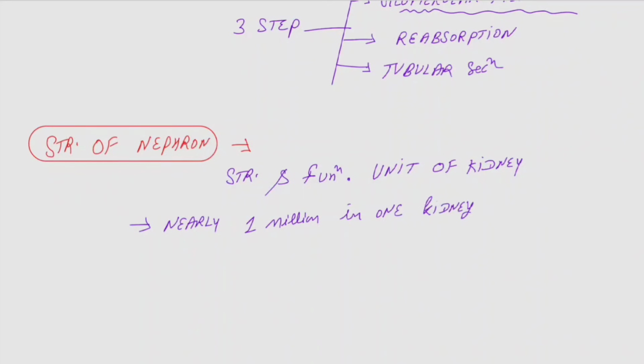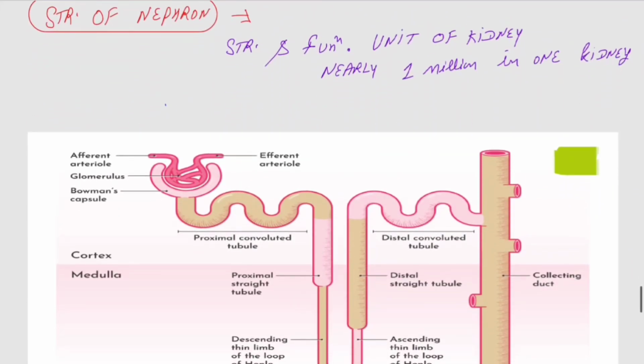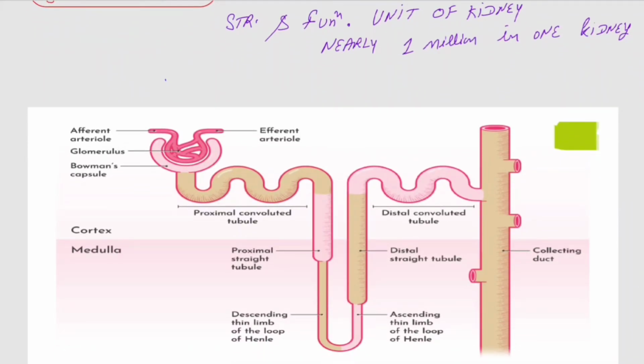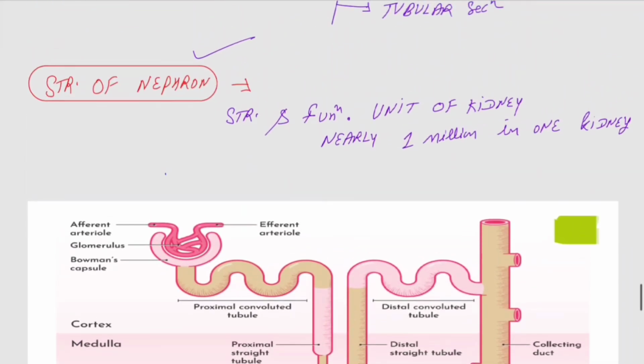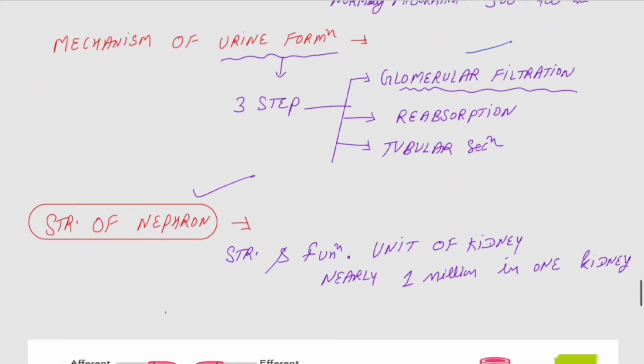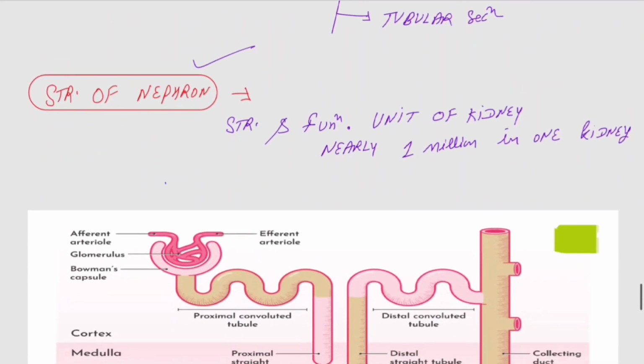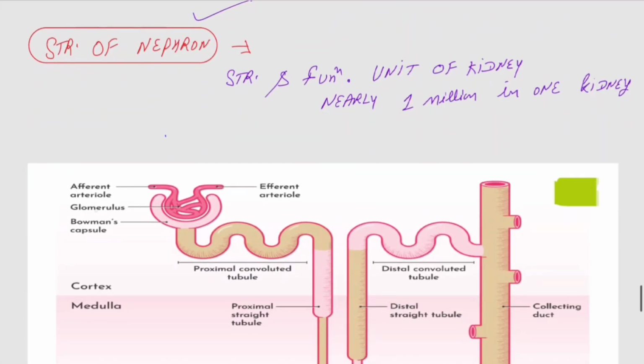Now let's talk about structure of nephron. Nephron has two regions, cortex and medulla. Firstly we discuss glomerulus. Why? Because urine formation starts with glomerular filtration. First is glomerulus and Bowman's capsule. Glomerulus and Bowman's capsule form the Malpighian body, collectively called Malpighian body or renal capsule.